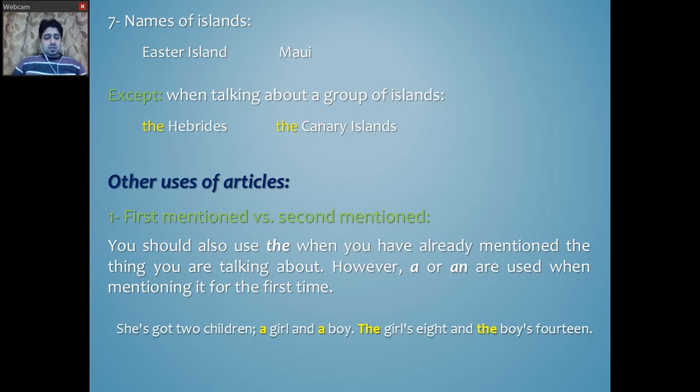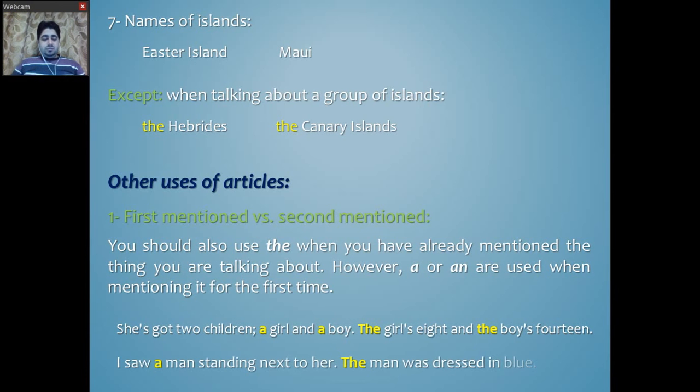Here's an example. She's got 2 children, a girl and a boy. You see, the word boy and the word girl are mentioned for the first time in the conversation. So we use a girl, any girl, and a boy. Again, it can be any boy. But when you mention them in the second sentence for the second time in your conversation, you say the girl's 8 and the boy's 14. Now the listener in your conversation will work out that you mean the girl you mentioned earlier and the boy you mentioned earlier, not any other boy, not any other girl. Okay, now they become known in a way.